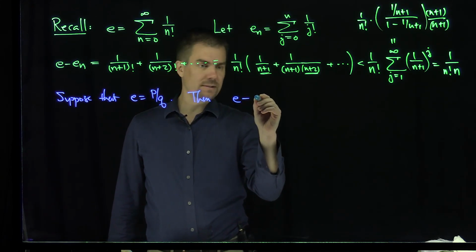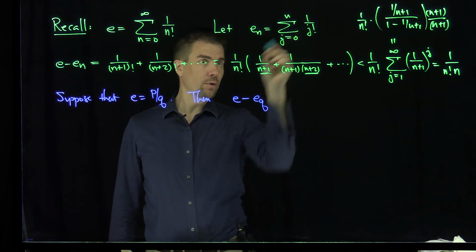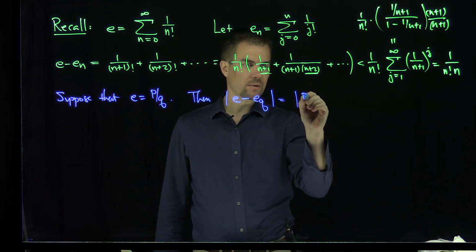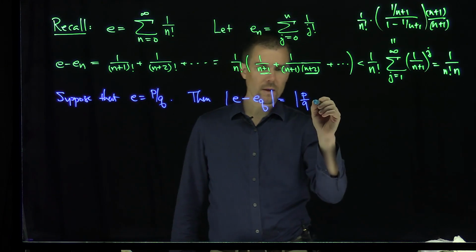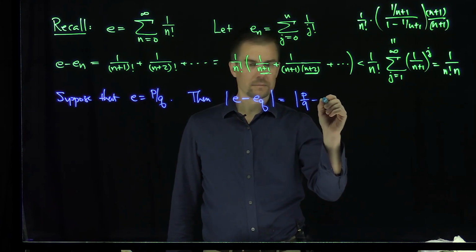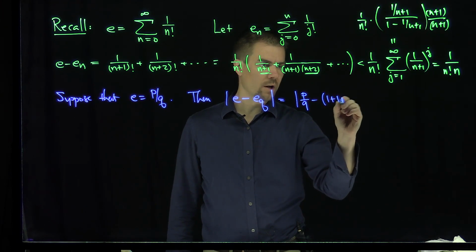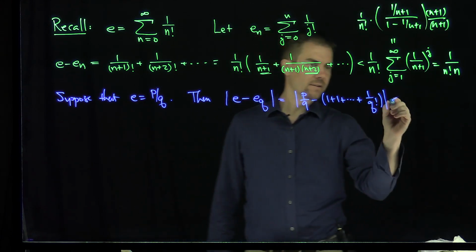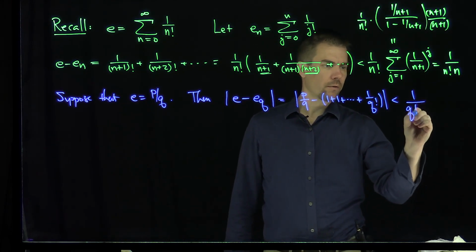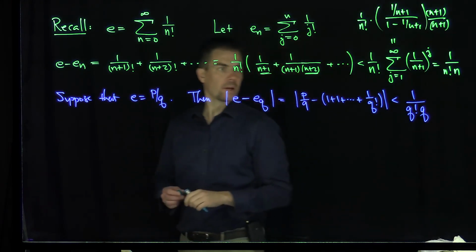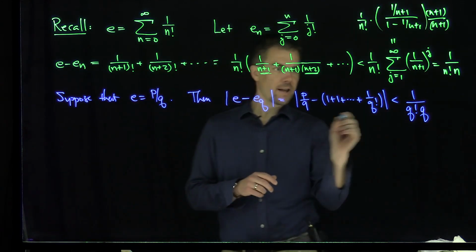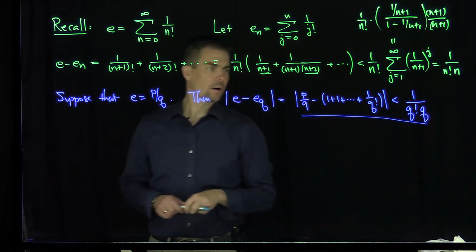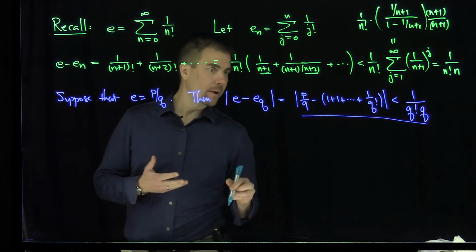e minus e sub q, the qth partial sum, let's estimate this, will be the absolute value of p over q minus e sub q, which would be 1 plus all the way down to 1 over q factorial. And that's less than 1 over q factorial times q. And so now the objective is to take this absolute value inequality and multiply it by q factorial.